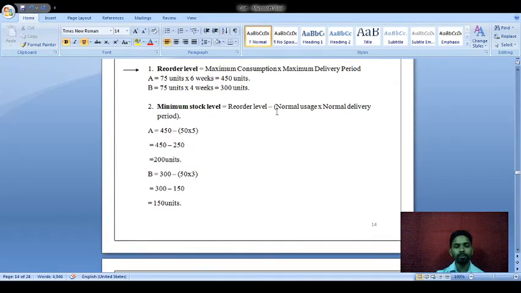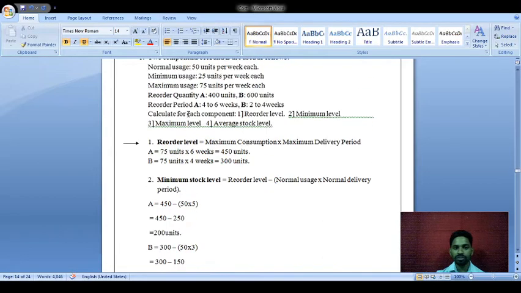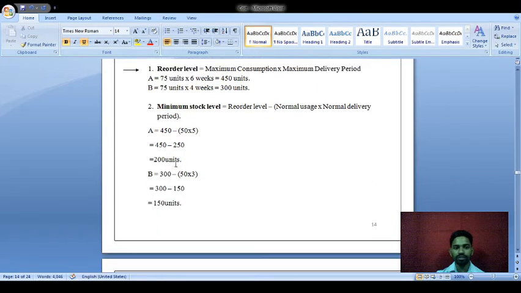Okay, what will be the B purpose? The reorder level we ascertained is 300 units. So 300 units minus the normal usage, as in the problem, normal usage 50 units. So this 50 units into normal delivery period, and we ascertained in the working note for the B purpose it's 3 weeks. Okay, so now see, this 300 take as it is minus in bracket, you have to solve this bracket, 50 into 3, it's 150. Now 300 minus 150, the answer will be 150 units for the minimum stock level for the B purpose. Okay, so this is about the minimum stock level.